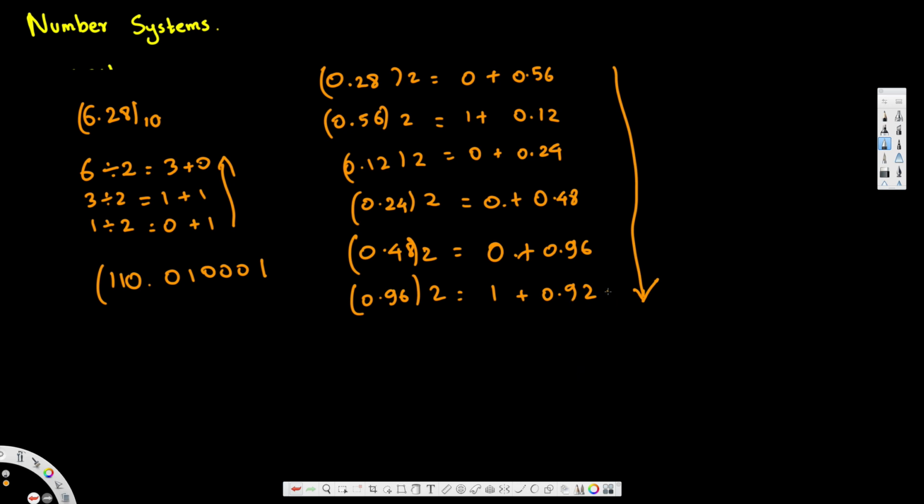And that's how we convert from decimal to binary and binary to decimal.